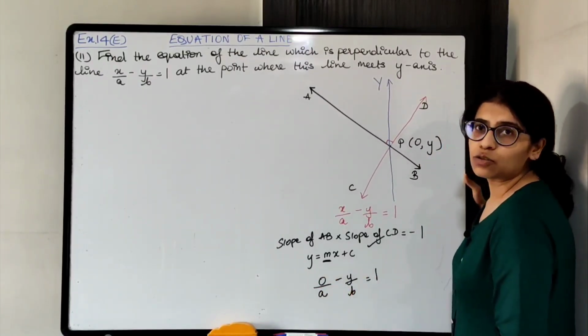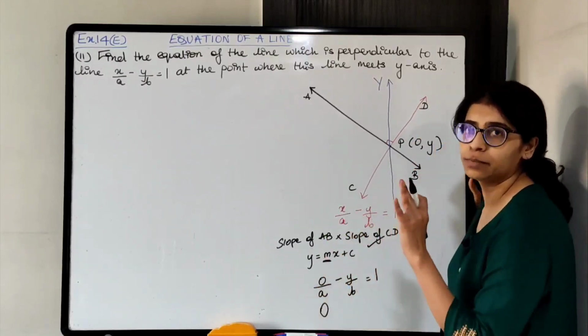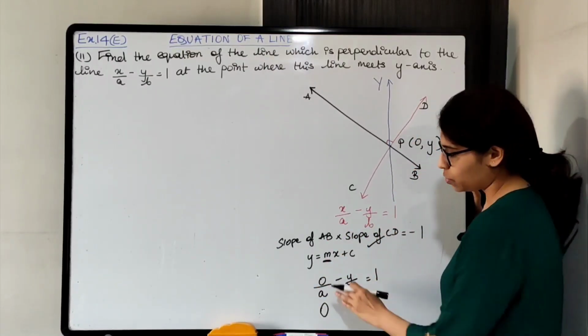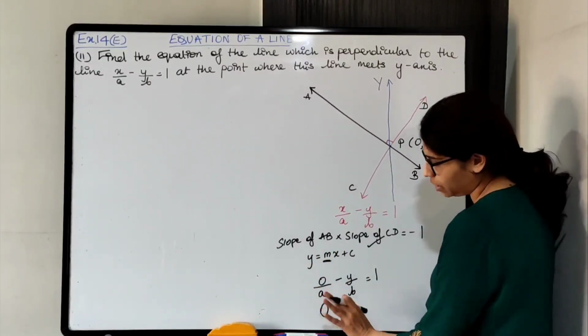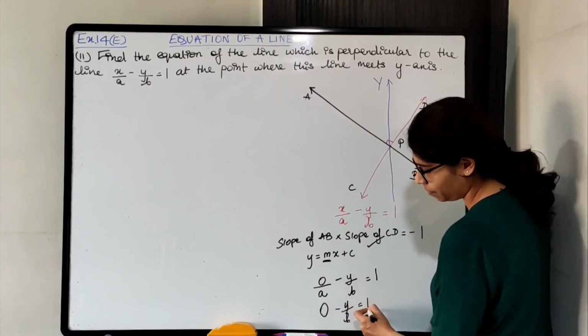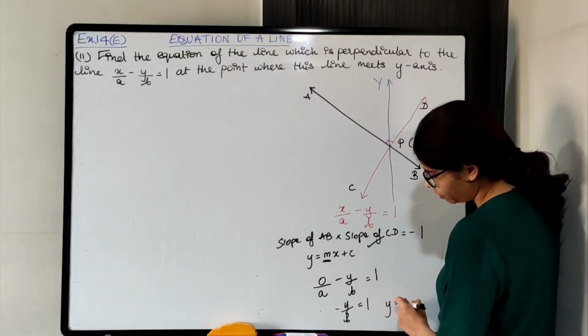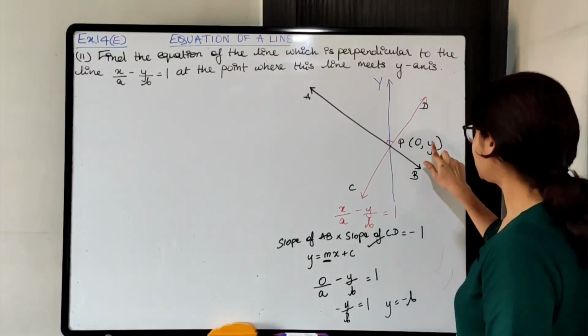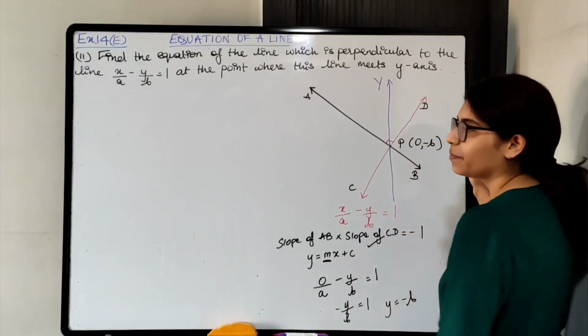What will 0 upon a become? 0. 0 upon any number is 0, provided the denominator is not 0. Okay, so 0 upon 0 also we don't consider. 0 upon any other number will give me 0. Minus y upon b equals to 1. So on solving further we'll get y as minus b, that is, the y coordinate of P will be minus b.